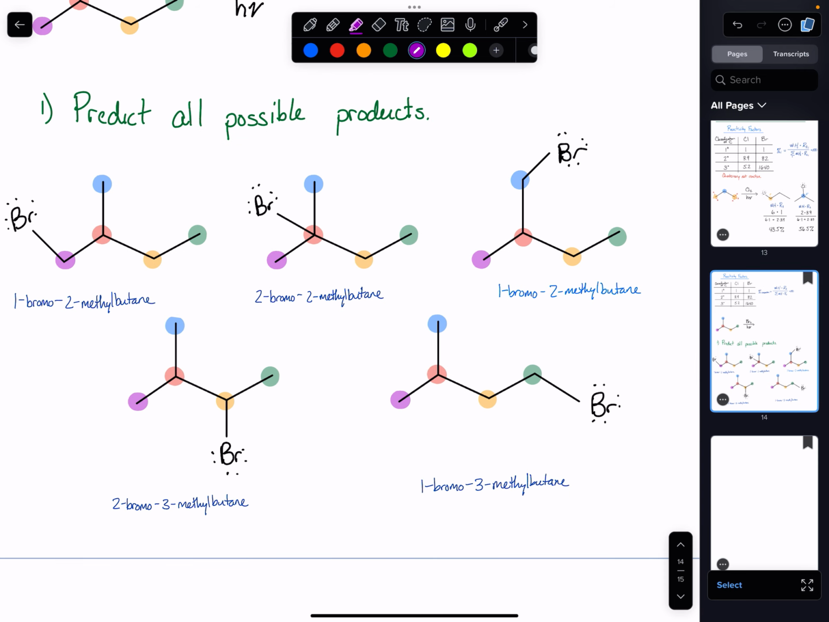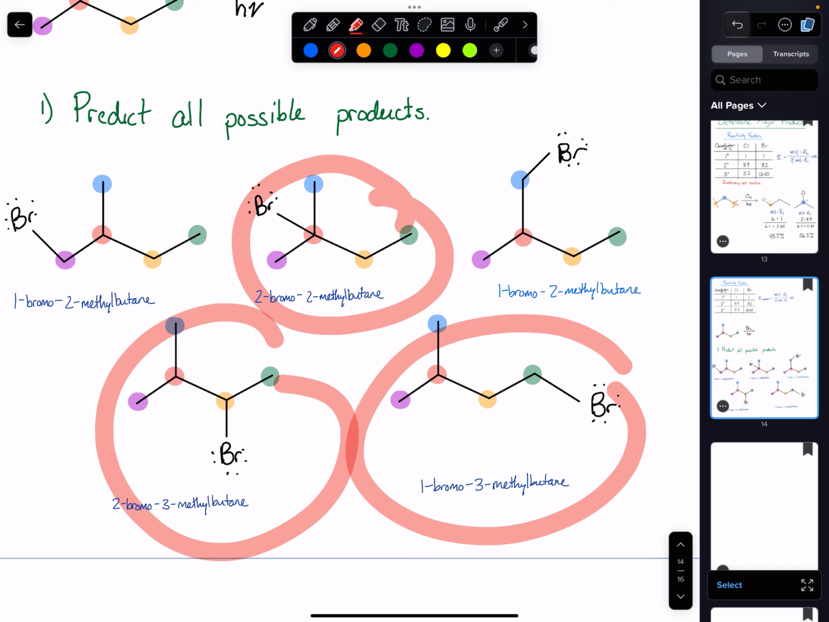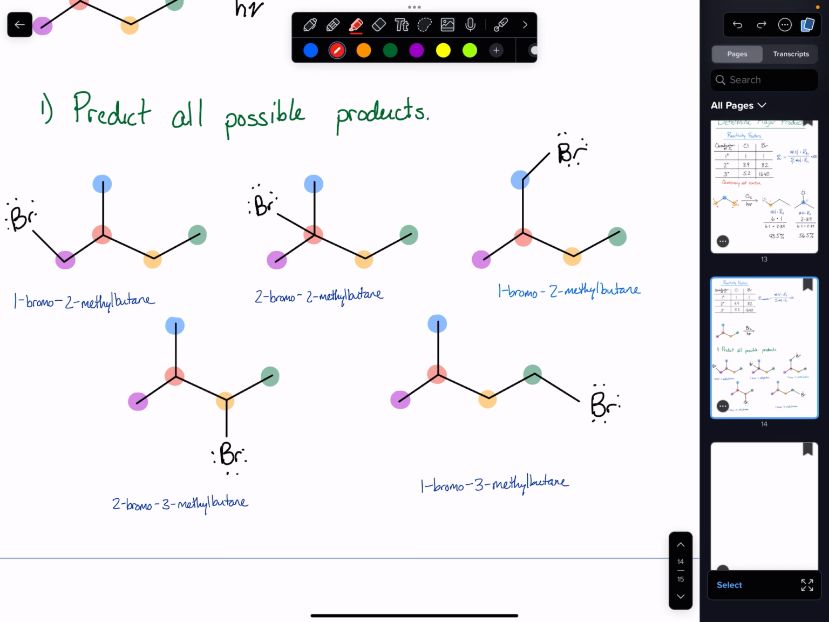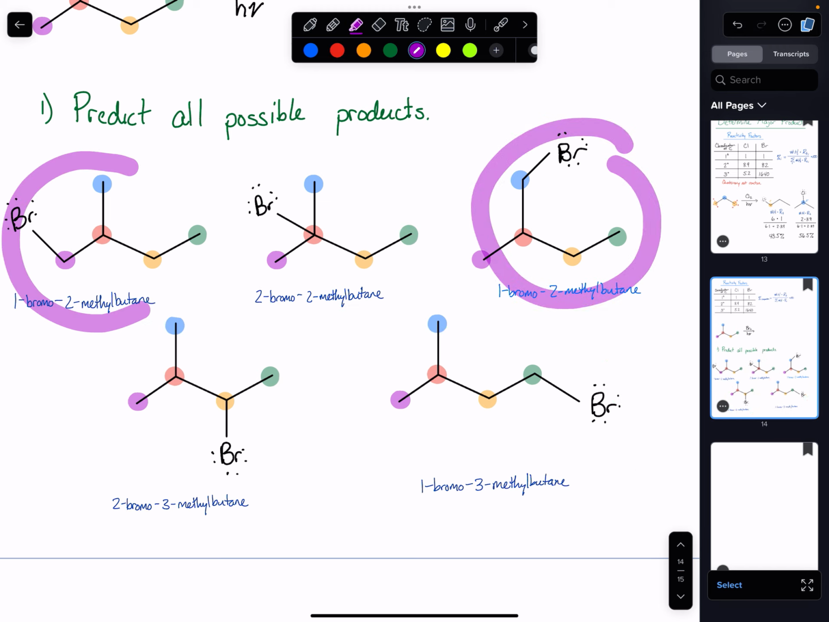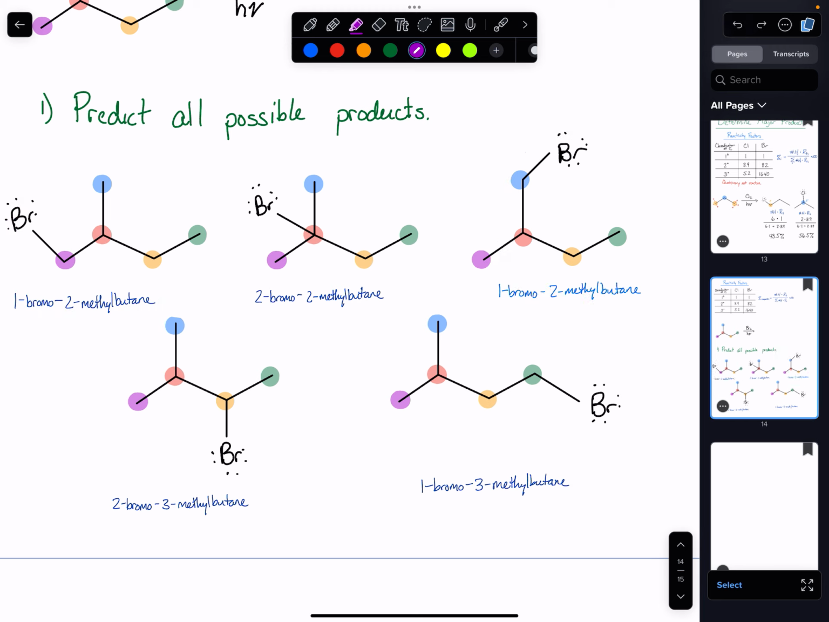Okay, so we have indeed, these are all distinct products. They all have distinct names, but we see that these two are identical. They share that same name. And it might be hard to see that these are identical by looking at them on pencil and paper. But remember, we can always rotate around these single bonds here. And if I did that, that would bring me to this structure. This is something that's a little bit easier to see if you have one of those chemistry model kits.